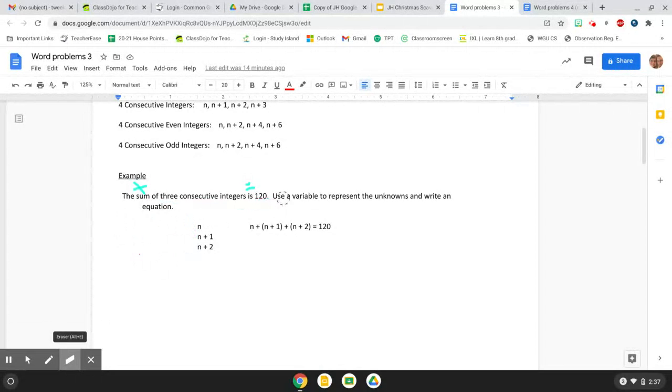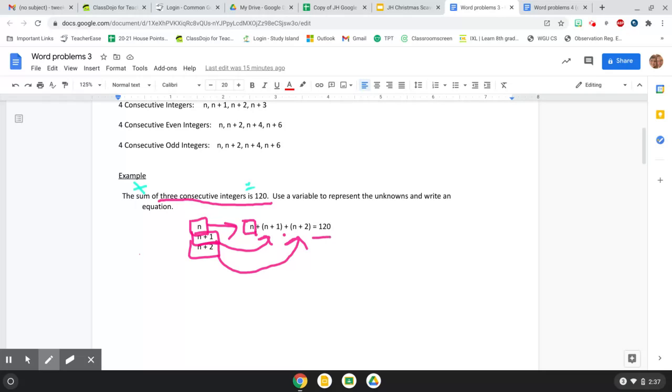Okay, so after I label that, then I can go back to what I just erased, this underline part here, and it's saying the sum. So that means I'm taking each one of these and adding them and setting it equal to 120. So that's where the first one came from, the second one, and then the third one. Okay, so I added them all up because it was the sum, and set it equal to 120. Well, now it's just an equation for me to solve.